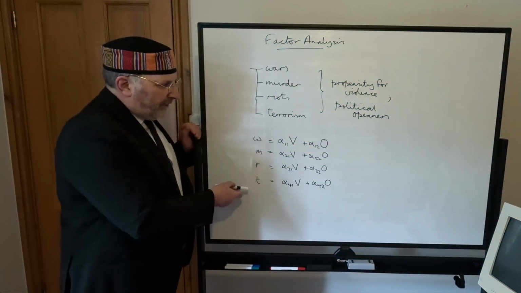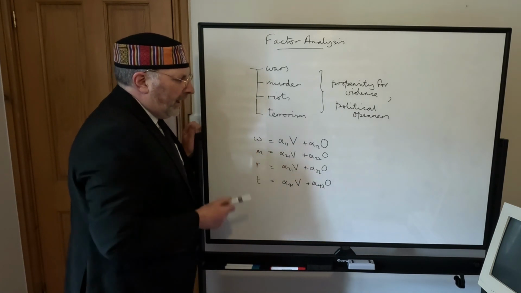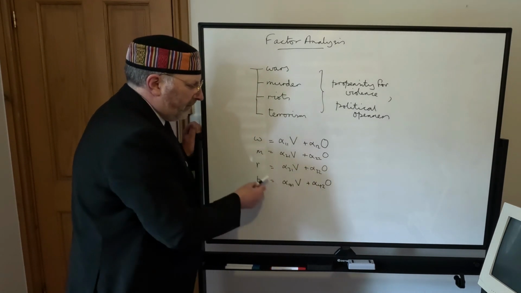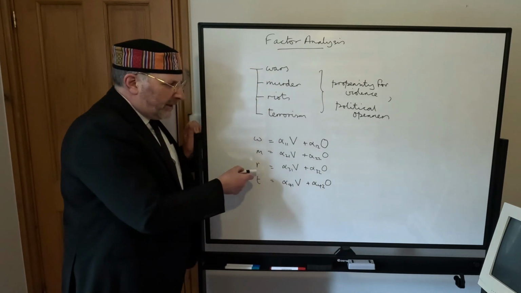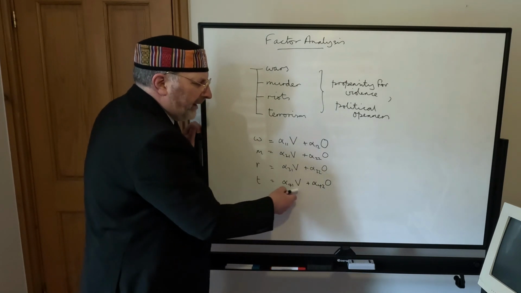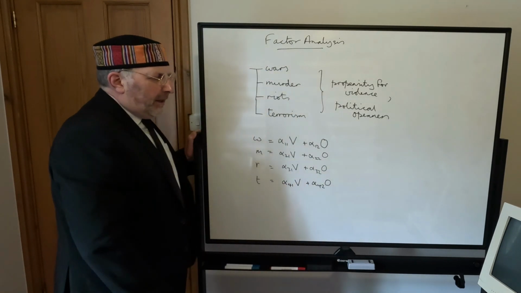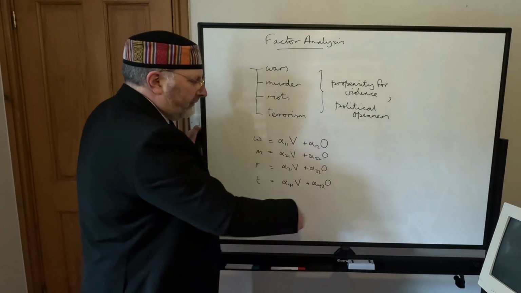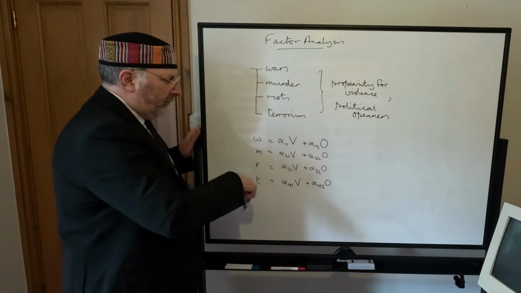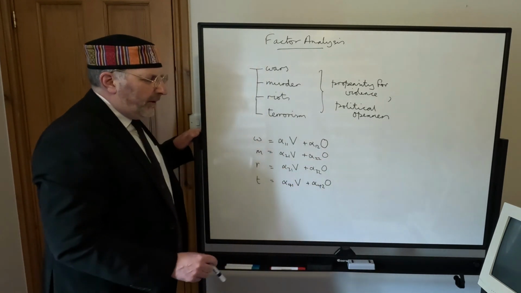Okay, so I filled in for the other variables these equations, relating them to our underlying factors. So the murder rate depends on violence and openness. The amount of rioting depends on violence and openness, and the amount of terrorism depends on violence and openness by these coefficients. And we want to try and find out what these coefficients are, how these variables, the things that we can observe, are related to our underlying factors that we can't directly observe.